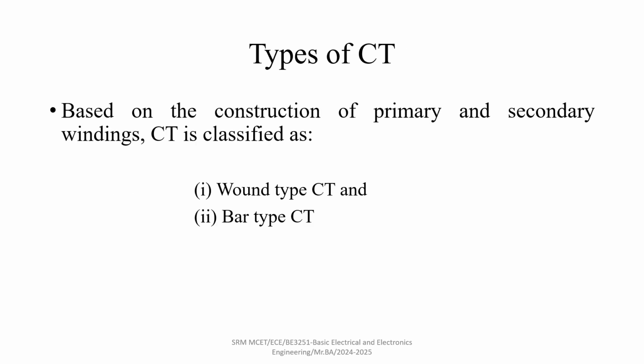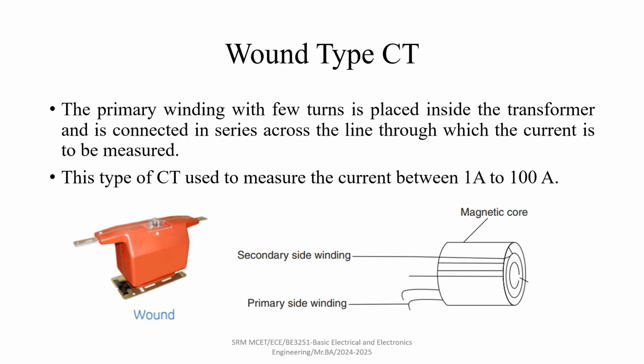Next, we are going to see about types of current transformers. So there are two types of transformers. One is a wound type, another one is a bar type, which depends on the primary and secondary winding present in the current transformer. The first type is the wound type current transformer. In this type, the primary winding has several turns. Okay, there are very few turns. Then only we can satisfy the current to number of turns ratio. Okay, already we have discussed it in the previous slides.